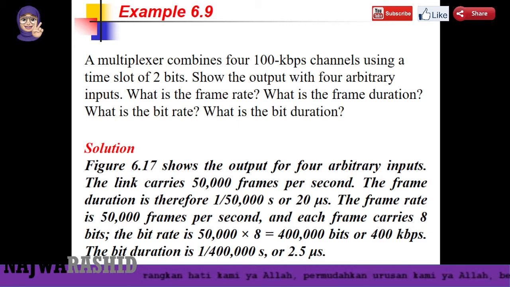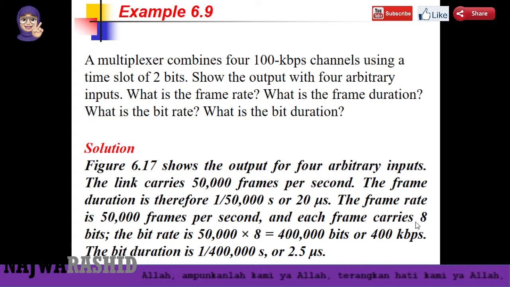Okay, so we have 4 channels, 100 kilobit per second, and then using a time slot of 2 bits. So this link carries 50,000 frames per second. This one, 100 divided by 2, so you will get 50,000 frames per second. So the frame duration is 1 over 50,000. The frame rate is 50,000 frames per second.